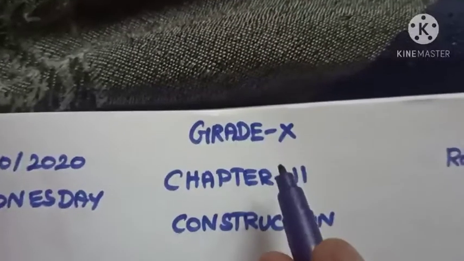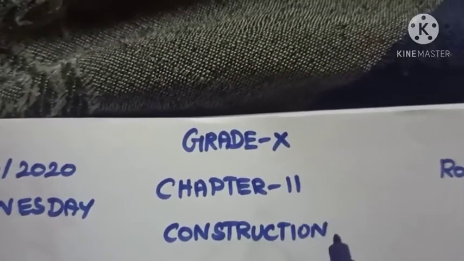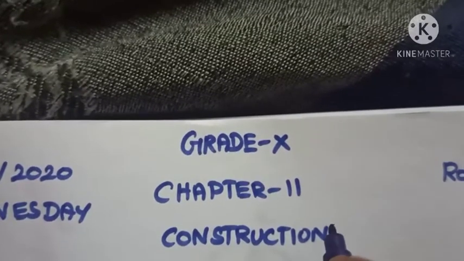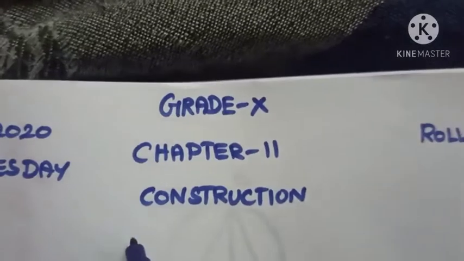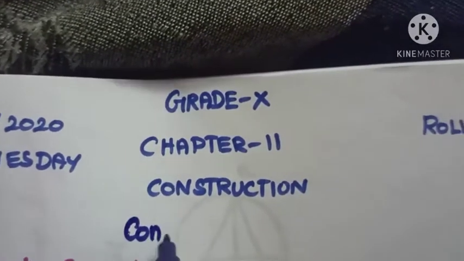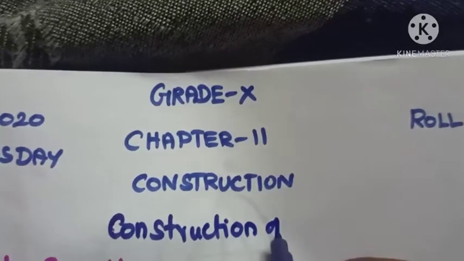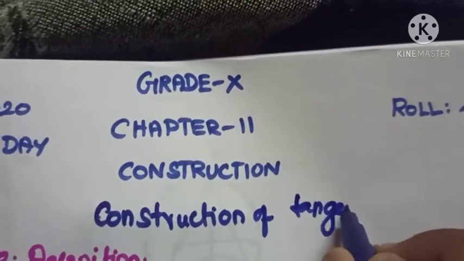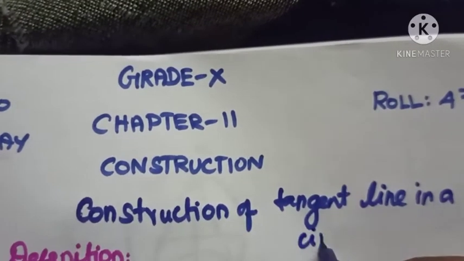So today we continue the same chapter 11, Construction. Today we have to see how to draw a tangent line in a circle, the construction of a tangent line in a circle.